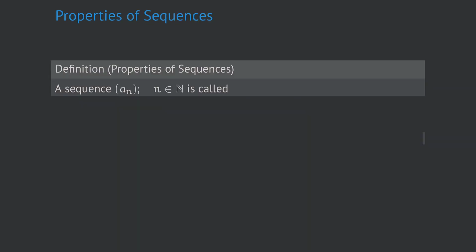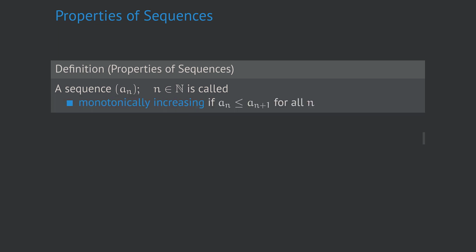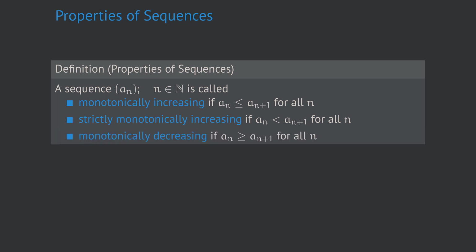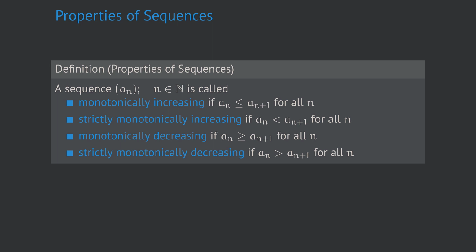Let us look at some more properties which sequences can have. A sequence an is called monotonically increasing if every sequence member is greater than or equal to its previous sequence member. And it's called strictly monotonically increasing if each sequence member is even strictly greater than its previous sequence member. Similarly, a sequence is called monotonically decreasing if every sequence member is smaller than or equal to its previous sequence member. And the sequence is called strictly monotonically decreasing if every sequence member is even strictly smaller than its previous sequence member.